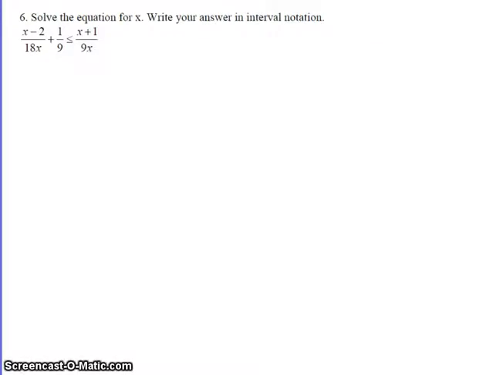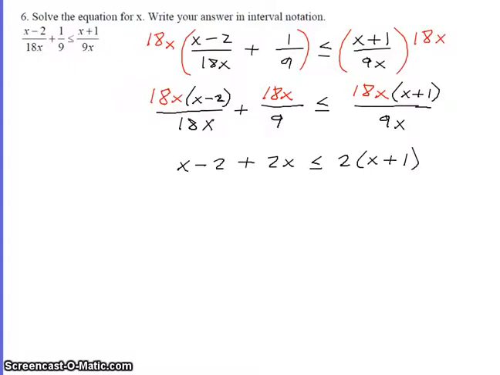Okay, so this one here, we got to figure out our answer in interval notation. We got to solve for x basically, and so I want to get rid of those denominators. So I'm going to multiply by the least common multiple of the denominators, which is an 18x. So I'll show you the next couple steps in a sec. Alright, so multiplying both sides by the least common denominator is what it's called. We were able to get rid of our denominators, which makes the problem a whole lot easier.